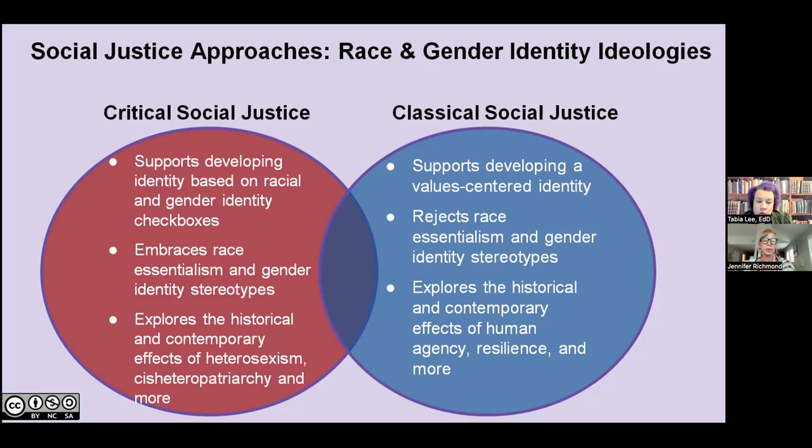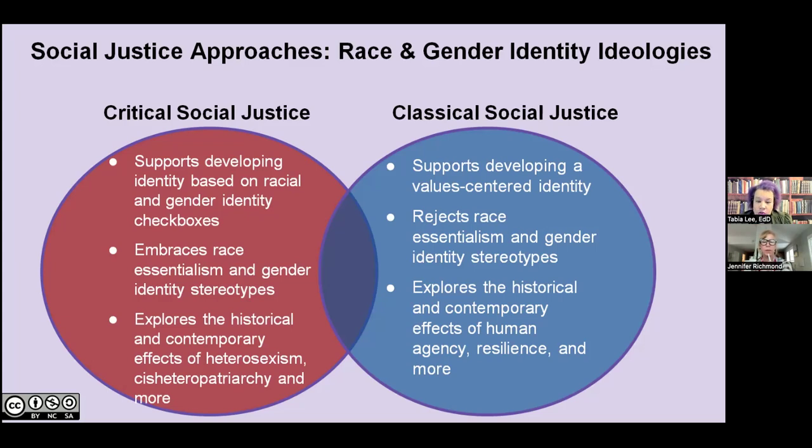So critical social justice will support developing identity based on racial and gender identity checkboxes. It embraces race essentialism and gender identity stereotypes. And it also explores the historical and contemporary effects of heterosexism, cis heteropatriarchy, and more. These things are all centered and focused on from grades kindergarten on up through college education under a critical approach.